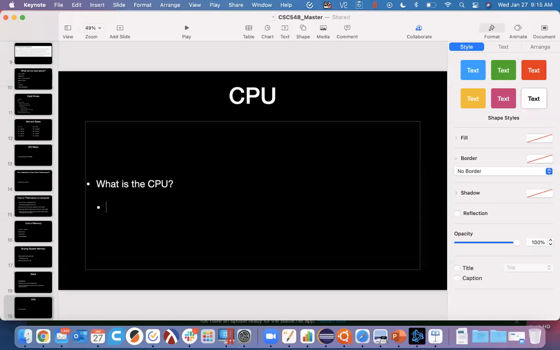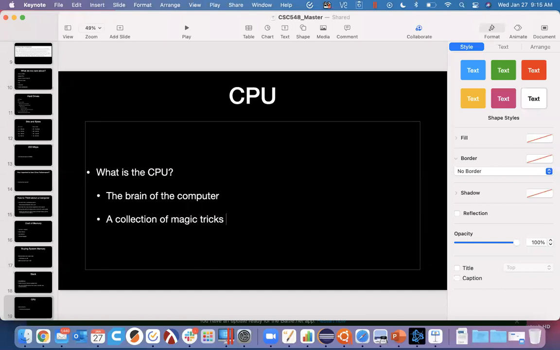So what is the CPU? When I ask that question initially, I usually get an answer something along the lines of the brain of the computer. What does that ultimately mean? I like to think of the CPU as a collection of magic tricks.